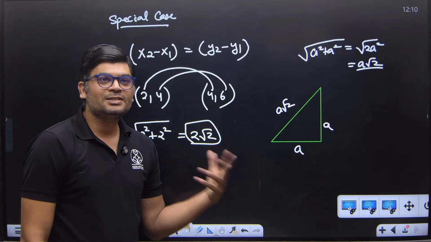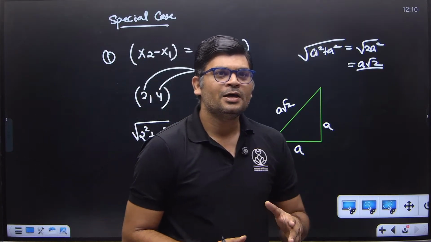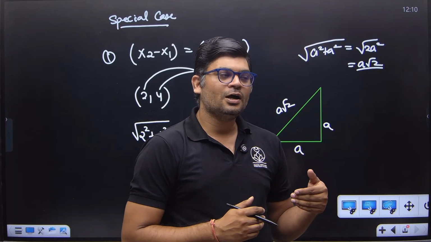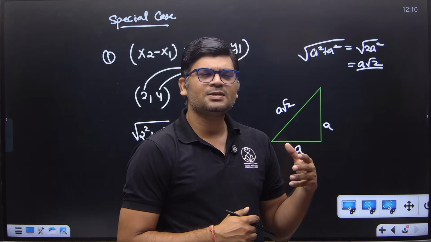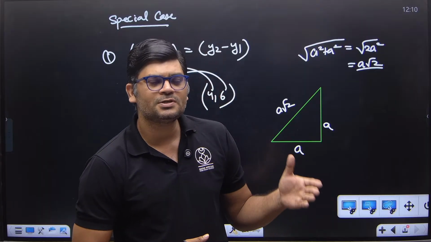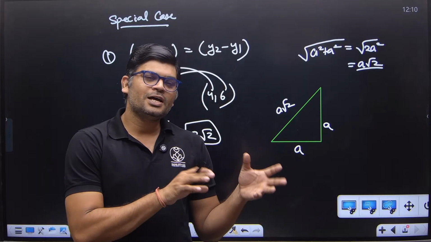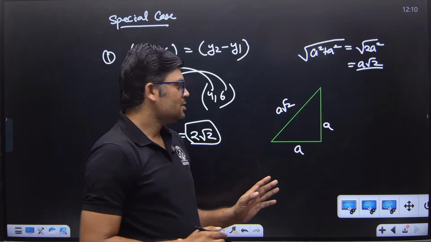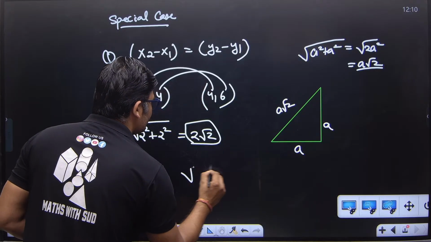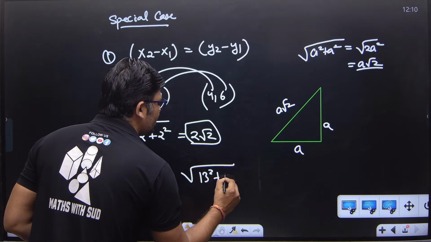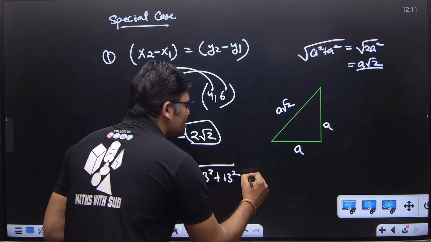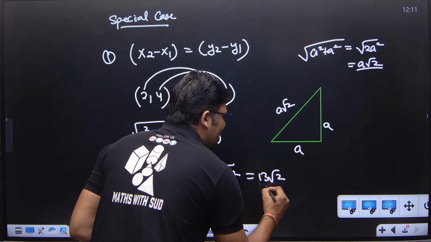Sometimes you may see it like that. So don't fall into the trap of writing under root 52. It will be something like under root 26 square plus 26 square. So just write 26 root 2 immediately. Suppose you get a question like this: 13 square plus 13 square. So don't keep counting 13 square and 13 square. Just write 13 root 2. That's it.